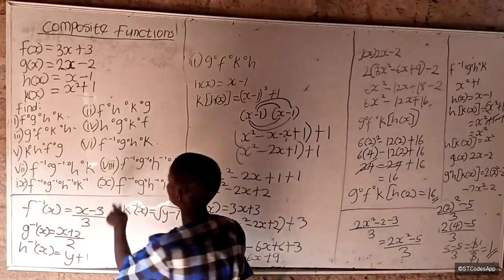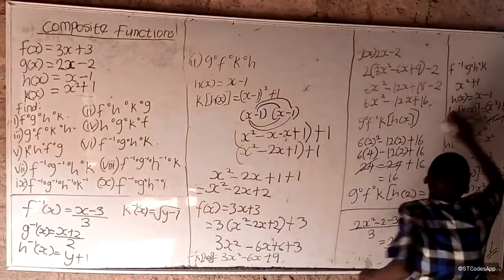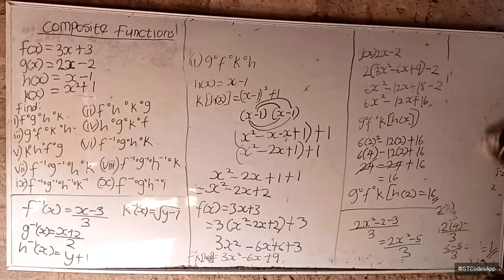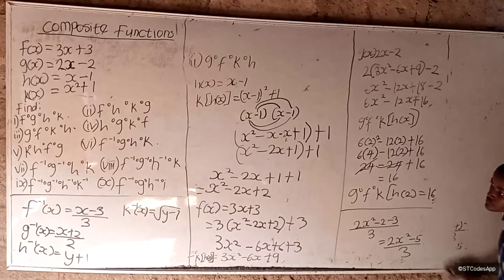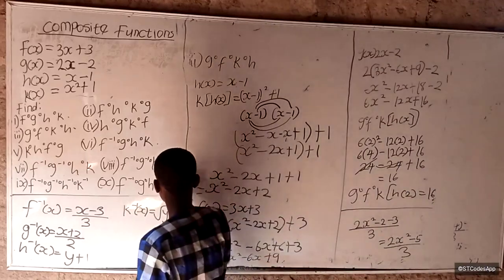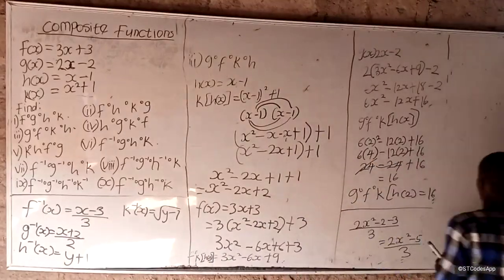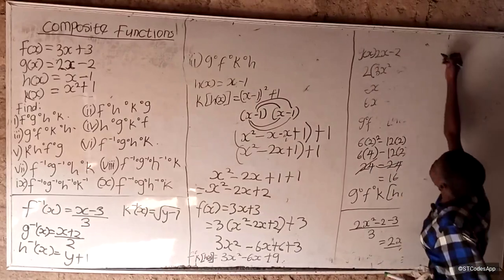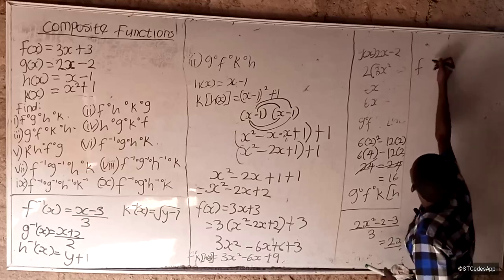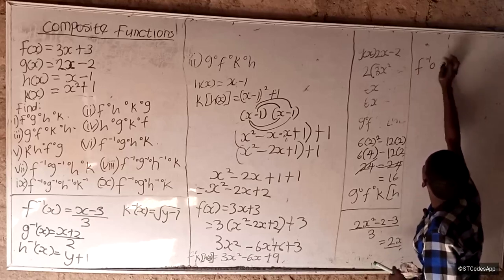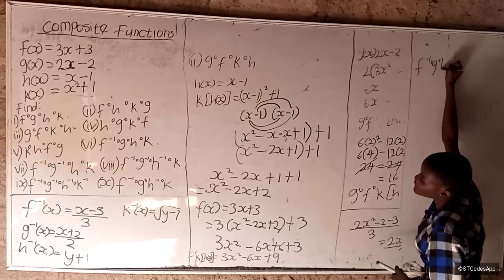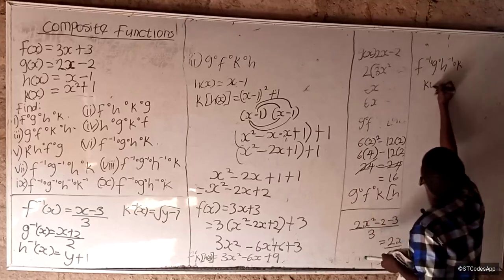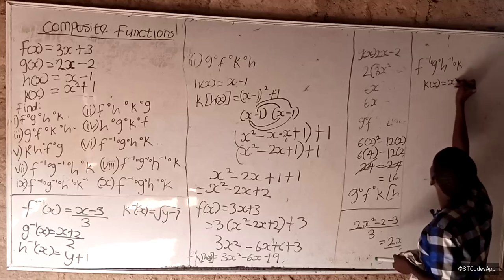Moving to the last question now, question 10. It says the f inverse of g of h inverse of k. Our k of x is x squared plus 1.